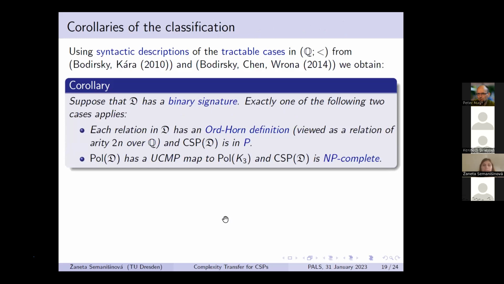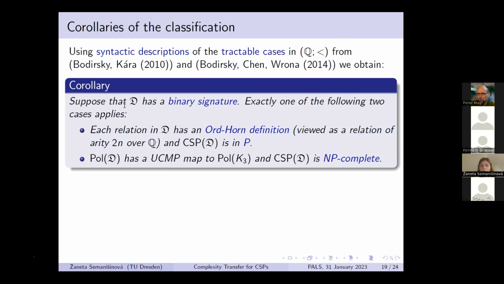And using the syntactic description of the tractable cases already for the one-dimensional case for Q, we can even... I mean, we still need to resolve the open problems. We need to get back to syntactics somehow, because we wanted to prove something about definability by odd Horn formulas. But there are nice syntactic descriptions for the one-dimensional case, and using these.